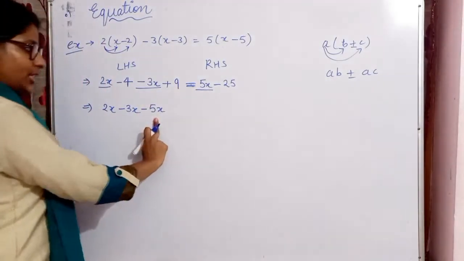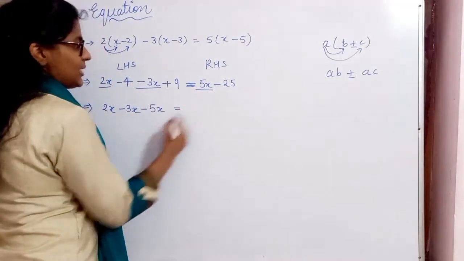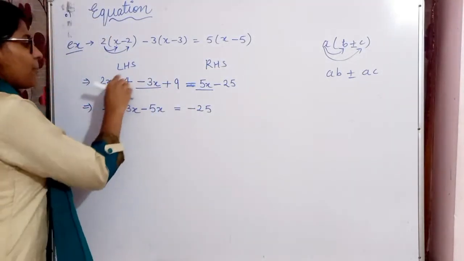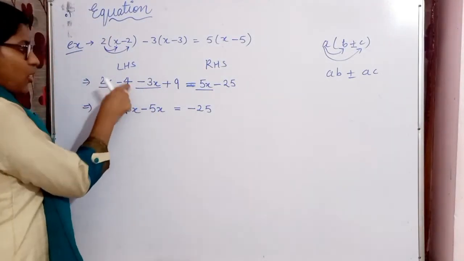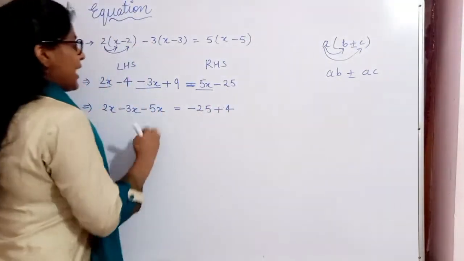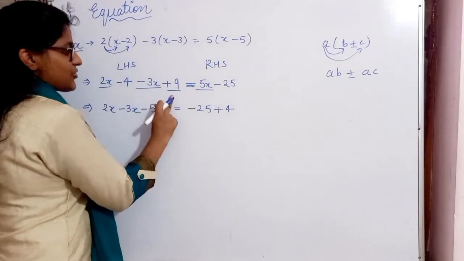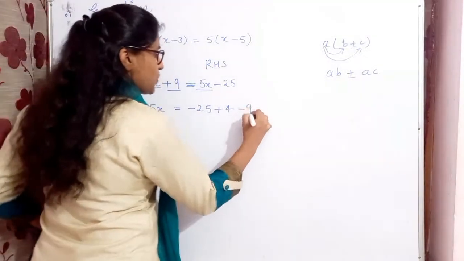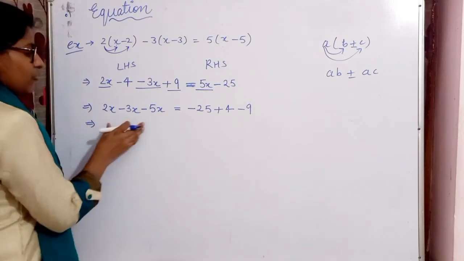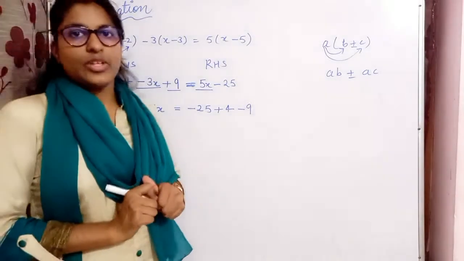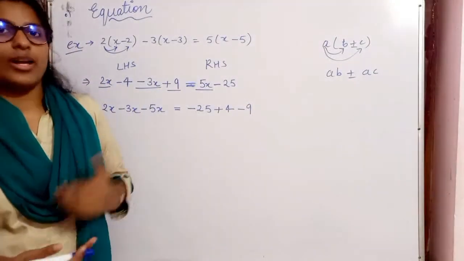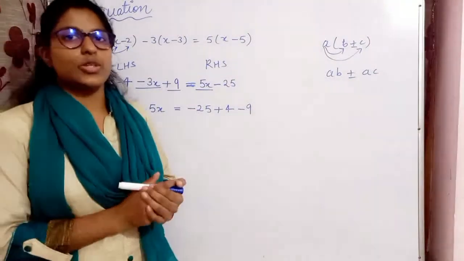Positive converts into negative. Now put the equal sign. This is minus 25 and this is what? Minus 4. When minus 4 is transferred from LHS to RHS, it converts into plus 4. And when plus 9 is transferred from LHS to RHS, it converts into minus 9. After that, you can see what we will do. Same as we do in the integer chapter: all the negative numbers add together, all the positive numbers add together, and find the difference between them.